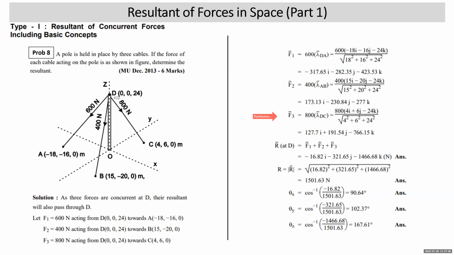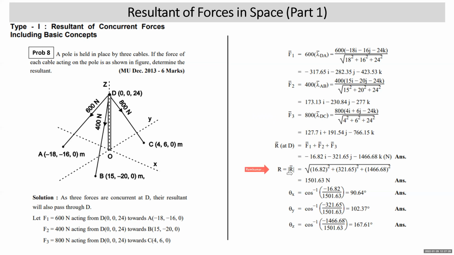Third is 800 into lambda DC. Lambda DC means C minus D, so 800 into C minus D. 4 minus 0, 4i. 6 minus 0, 6j. 0 minus 24, minus 24k, divided by mod. So you got F3 in vector form. Then R bar at D will be equal to F1 bar plus F2 bar plus F3 bar. So your resultant is ready in vector form.